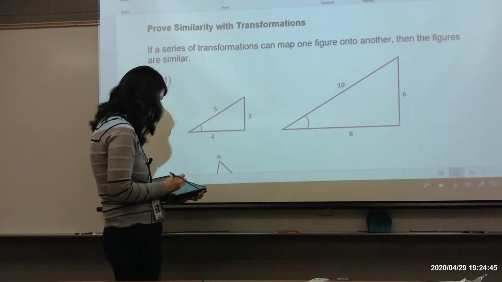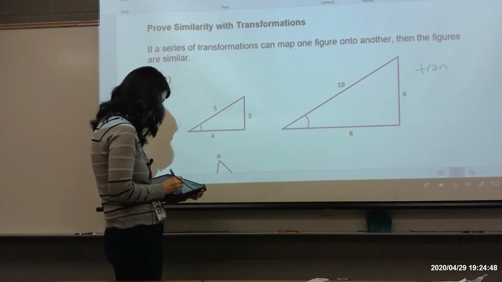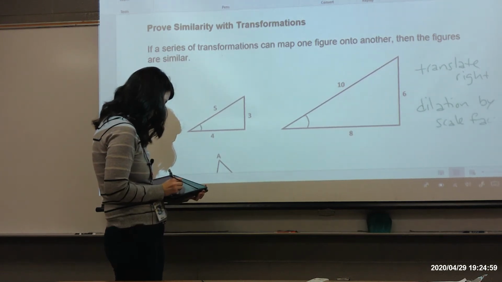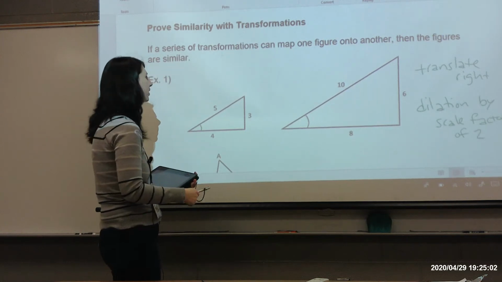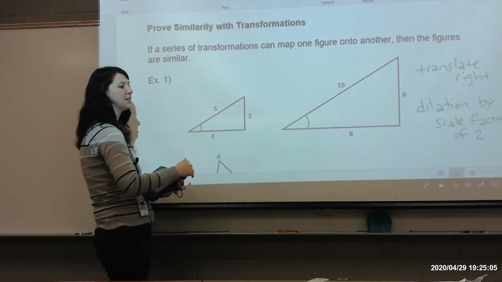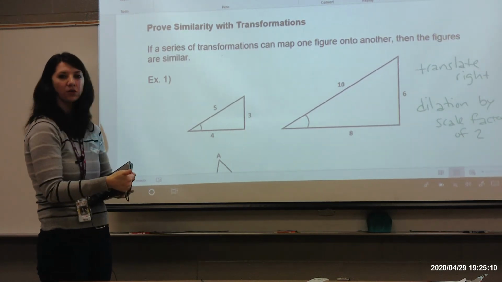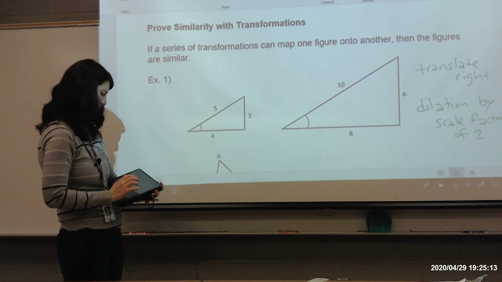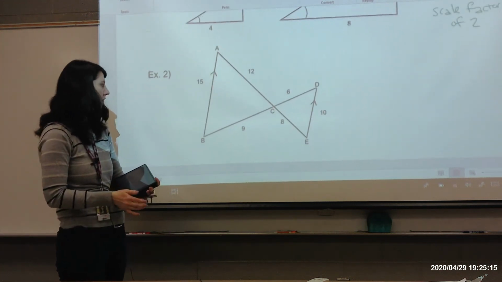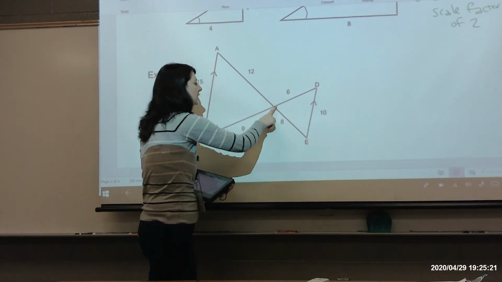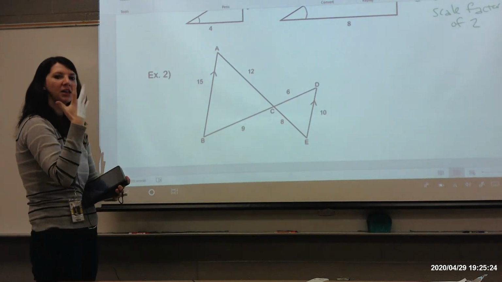So here I have a translate right and dilate by scale factor of 2. I can multiply all my sides by 2 and end up with the triangle right over there. So that proved that we had congruent angles but proportional sides. Let's try one more time. Okay, so we have triangle ABC and triangle DEC. Can we make these match up?